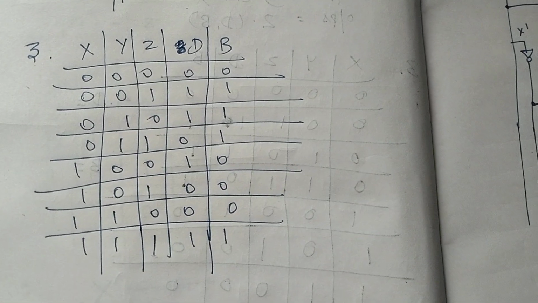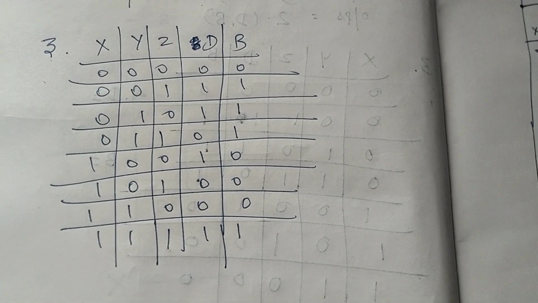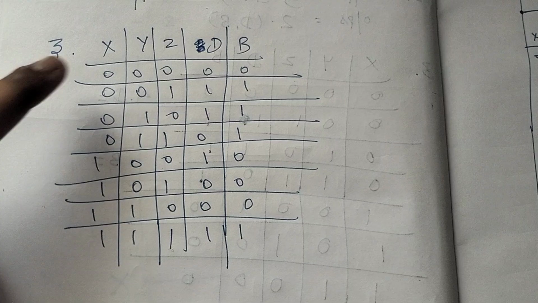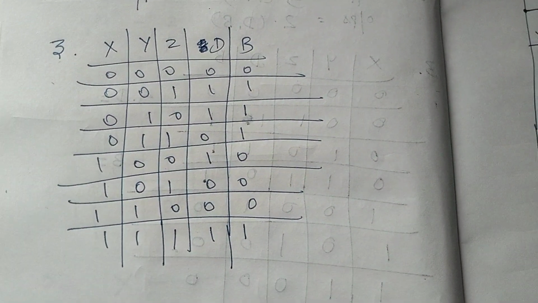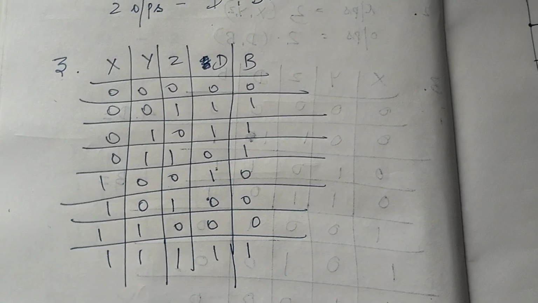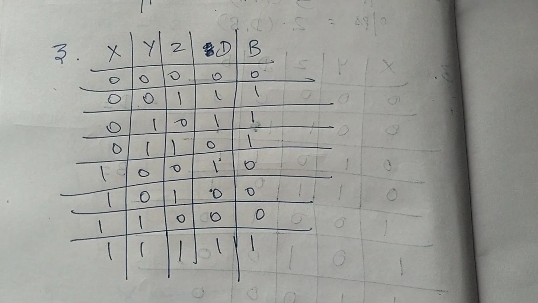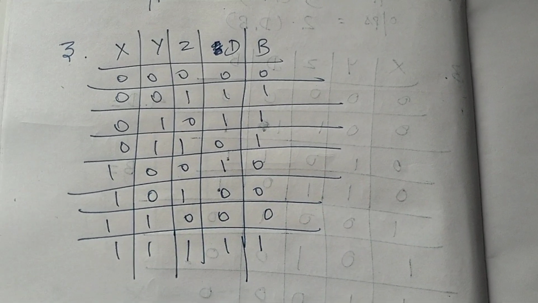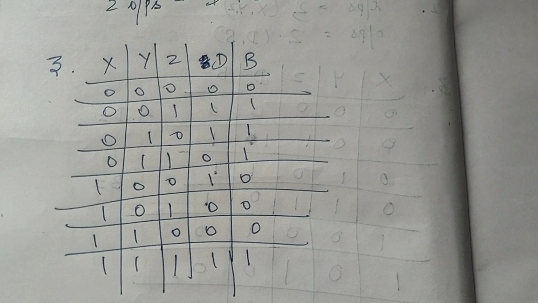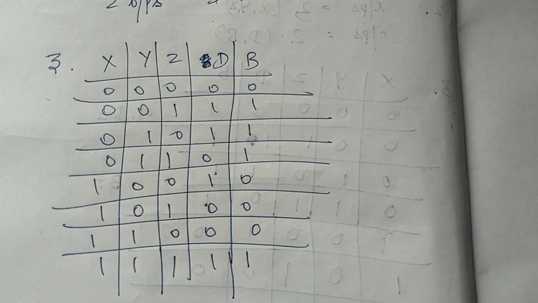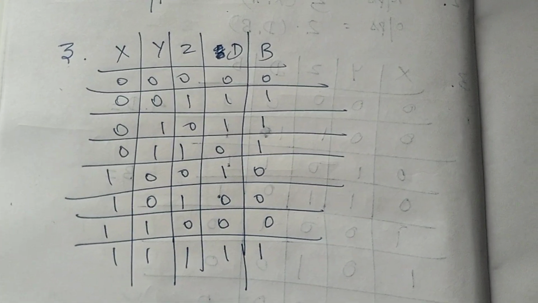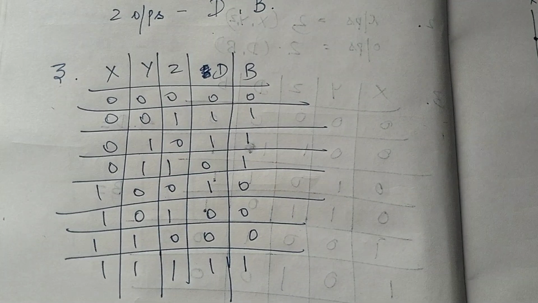Since we have 3 inputs, we have 2 raised to 3, which is 8 possible input combinations ranging from 0, 0, 0 to 1, 1, 1. And for each of these, I have specified the difference and borrow values. How do you get these values? You subtract x minus y minus z by following the laws of Boolean subtraction. So this is the truth table we have.